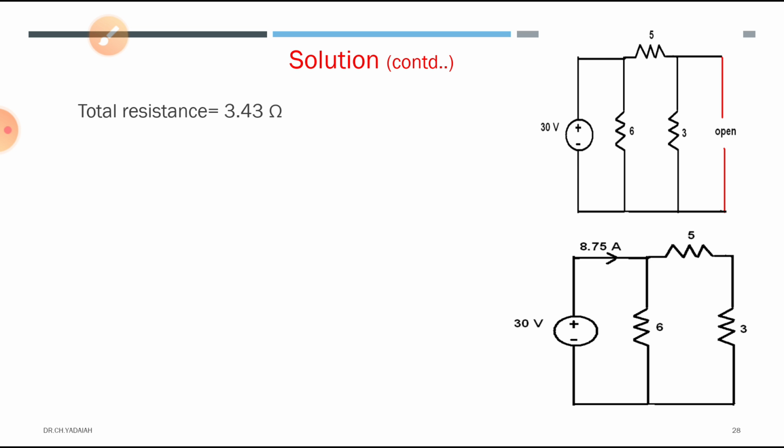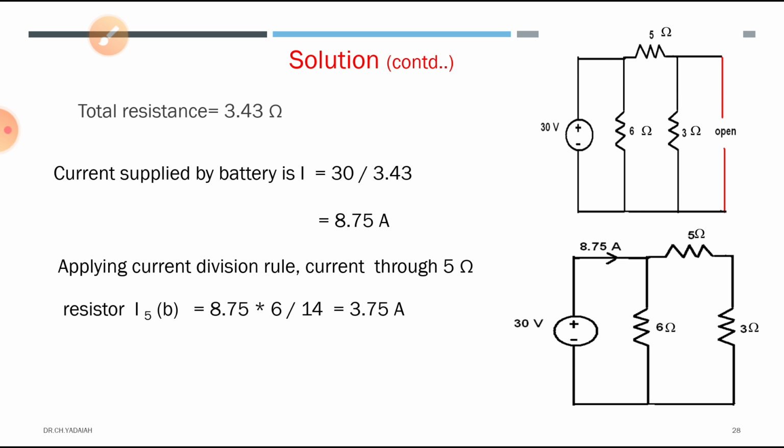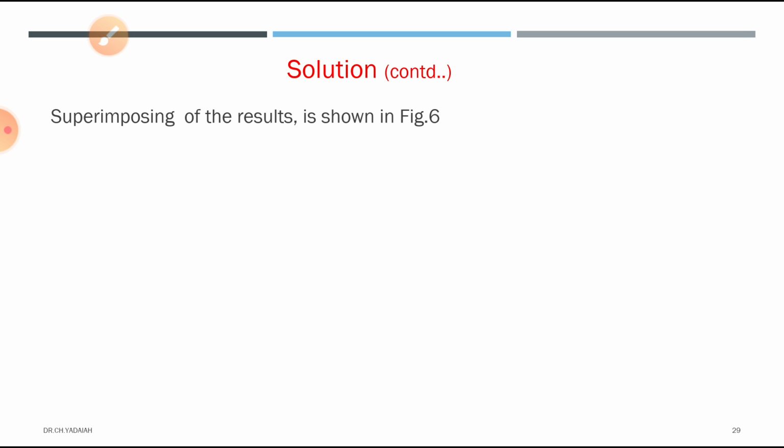Now we got the total resistance, and the total voltage, 30 volts, is given. Then we calculate the current, which is 30 by 3.43, giving 8.75 amperes flowing from the 30 volt source towards the circuit. Now applying the current division rule, the current through the 5 ohm resistor is equal to the total current into the opposite 6 ohms divided by the total resistance. Then we get 3.75 amperes flowing in the 5 ohm resistor.